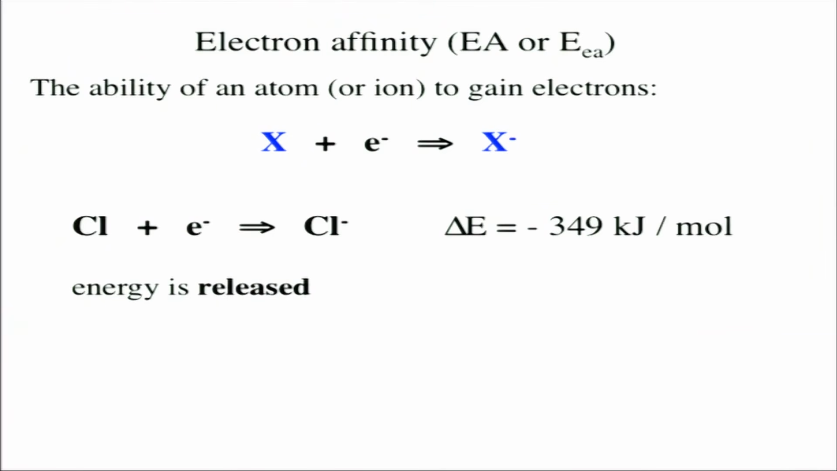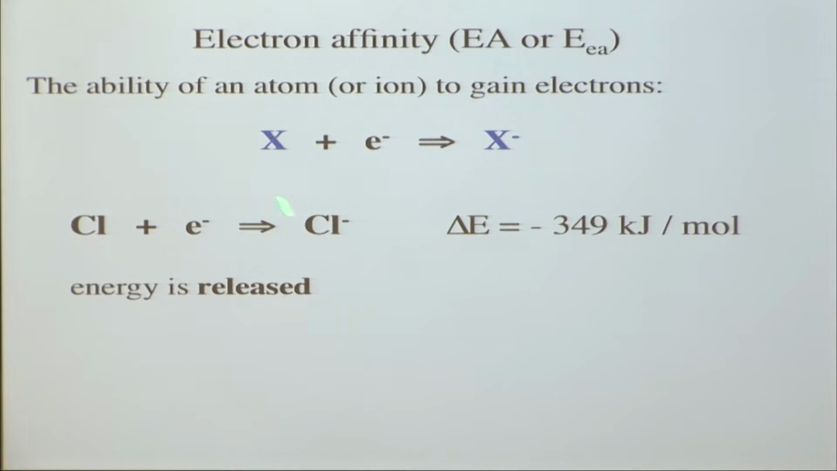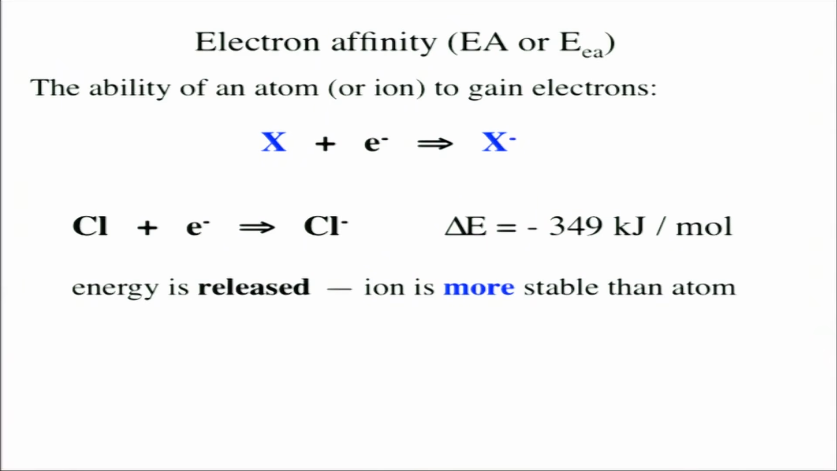So we often think about halogens when we're talking about this, like chlorine. So we have Cl plus an electron, Cl minus. And here the change in energy associated with gaining that electron is minus 349 kilojoules per mole. Energy is released. And that means that the ion is more stable than the parent. So chloride is very happy to become Cl minus. And so you think about energy being released.